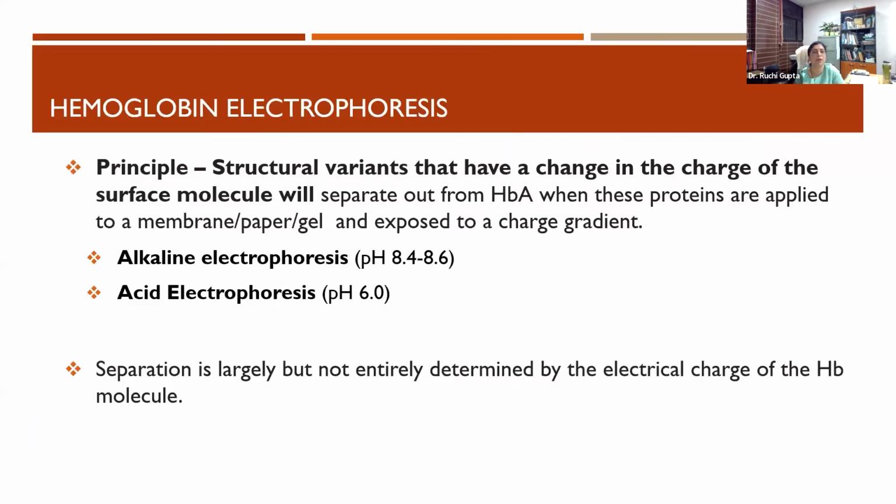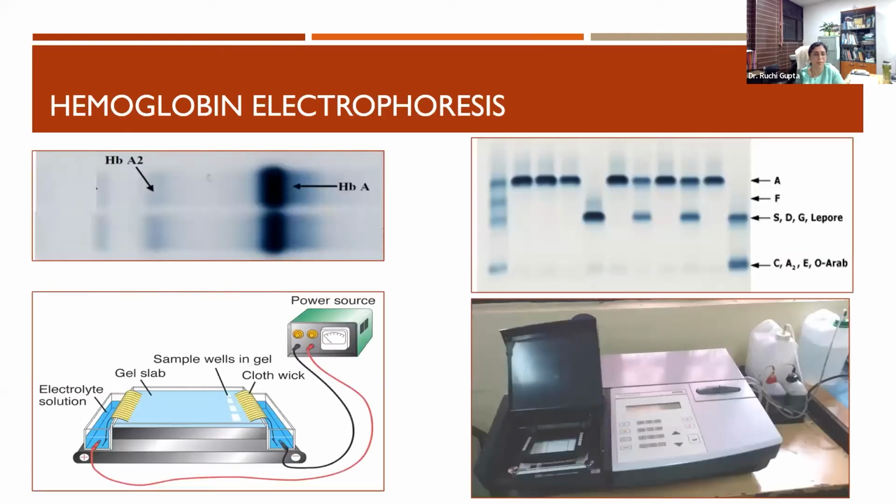This is basically the principle of hemoglobin electrophoresis, where the structural variants that have a change in the charge on the surface will separate out from HbA, A2, and F as they are run on a membrane or paper or gel in an alkaline media or in an acidic media. The separation is largely but not entirely determined by the electrical charge of the molecule. So when I was a student, this is how it was done in PGI Chandigarh.